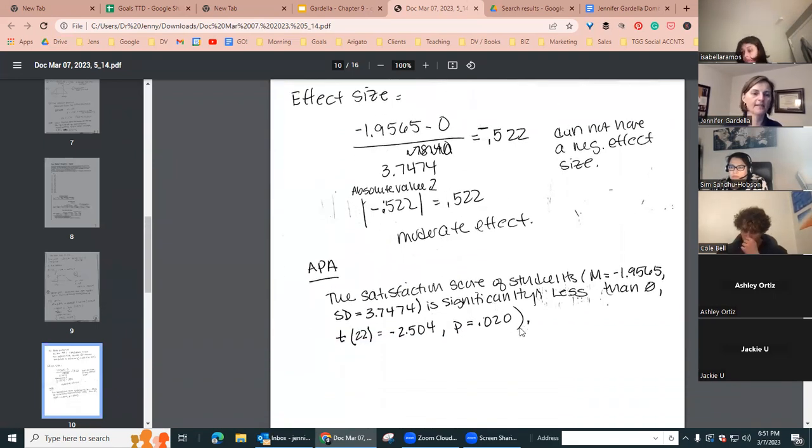So APA style, right here: the satisfaction score of students, and you could even put with their reading assignment, mean, this is the mean obtained, and the standard deviation is significantly less than 0. Your t calculated is negative 2.405, and your p-value is 0.020.